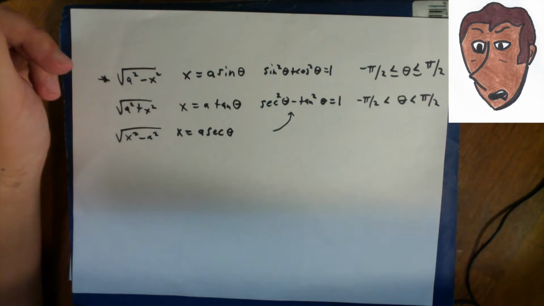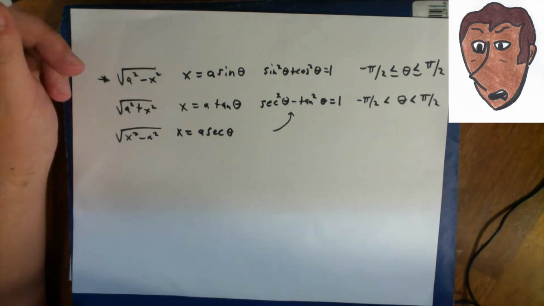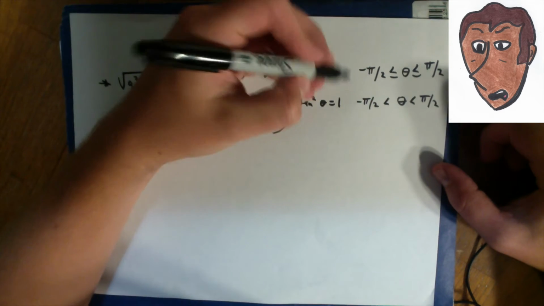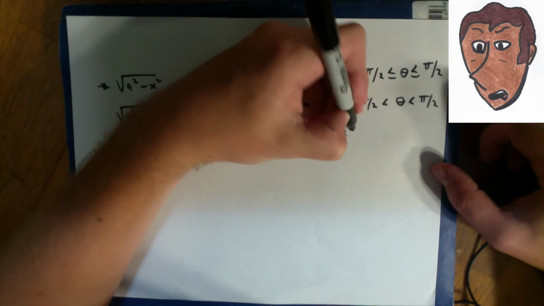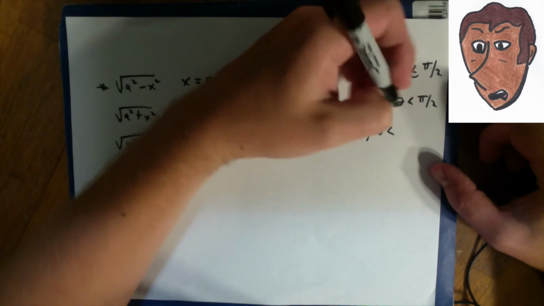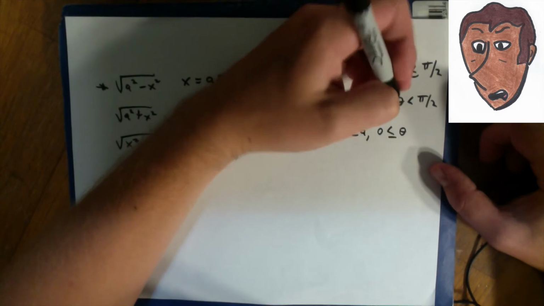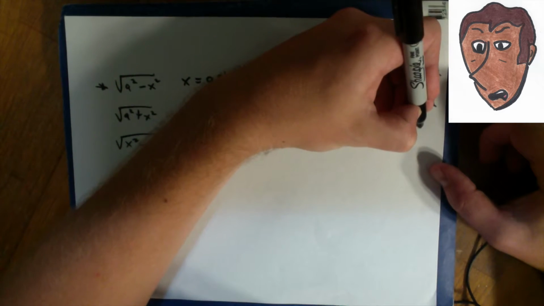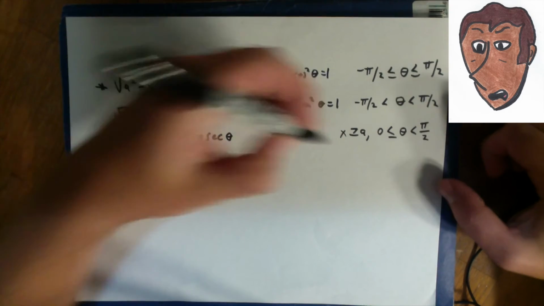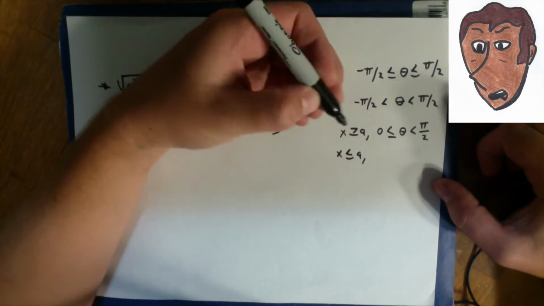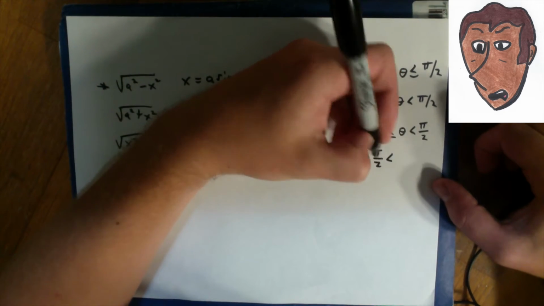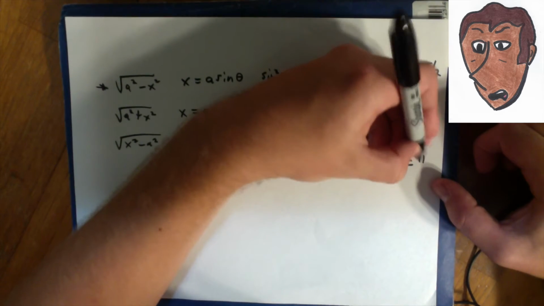And so your last substitution has two different stipulations. If x is greater than or equal to a, then your theta should be between 0 and pi over 2, for a combination of the same reasons above. And if x is less than or equal to a, then your theta should be between pi over 2 and pi.